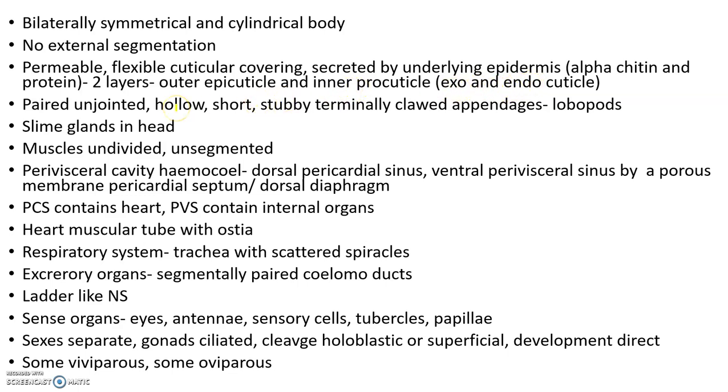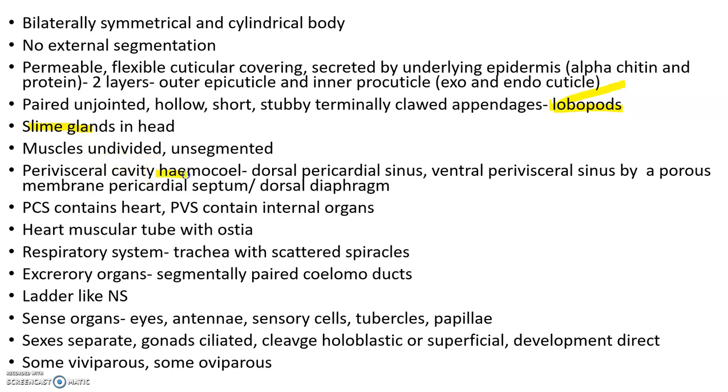Now they have paired, unjointed, hollow, short, stubby legs, and these legs have claws at their terminal end. This type of leg is called a lobopod. Now these animals have certain slime glands in their head which secrete a slimy secretion. Muscles here are undivided and unsegmented.